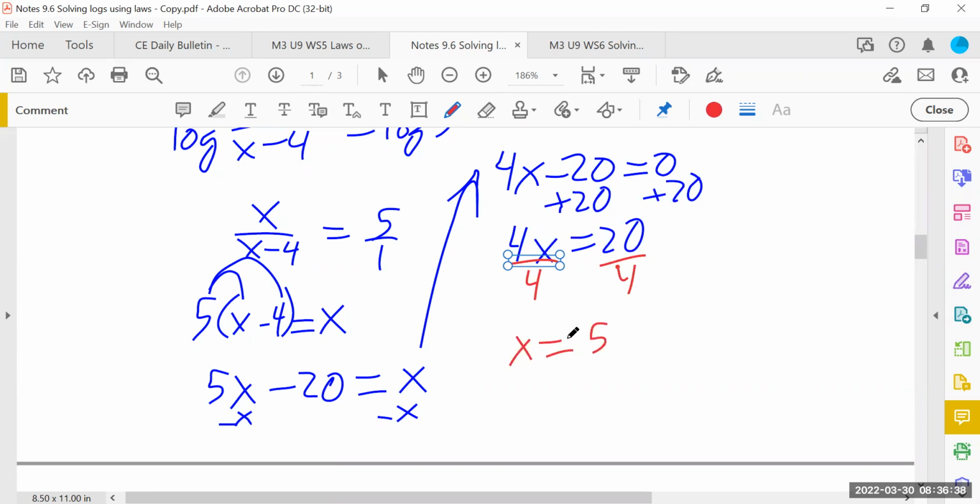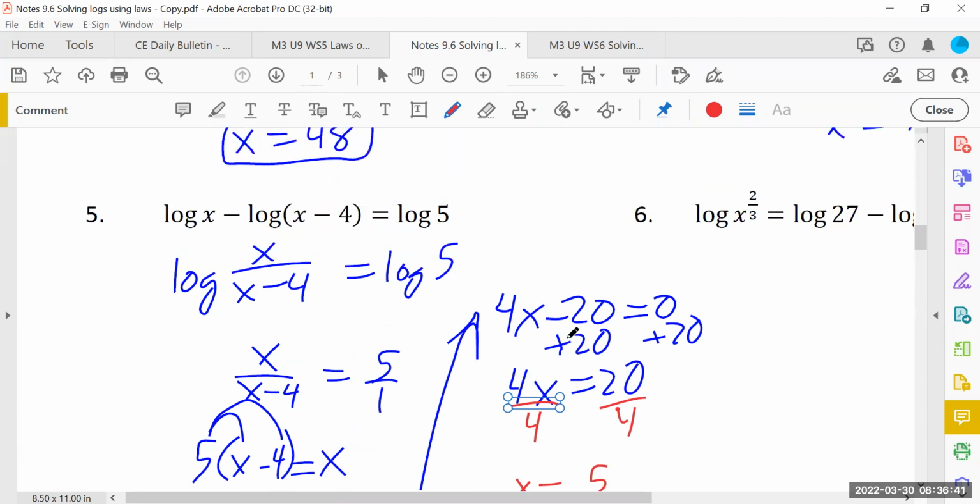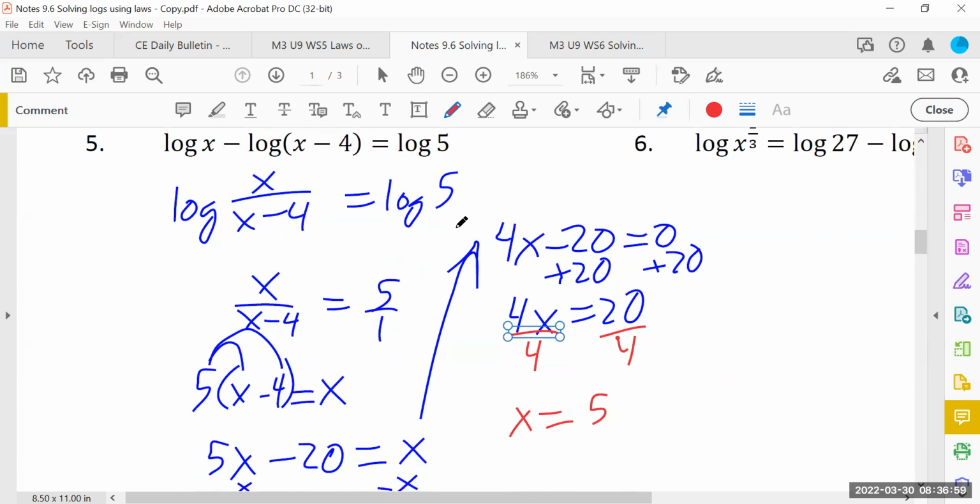So let's check though. I think this is okay because I get log of 5 minus log of 5 minus 4. So it'd be log of 5 minus log of 1 equals log of 5. So that one actually does work. I don't end up with any negatives inside logs. You just have to double check.